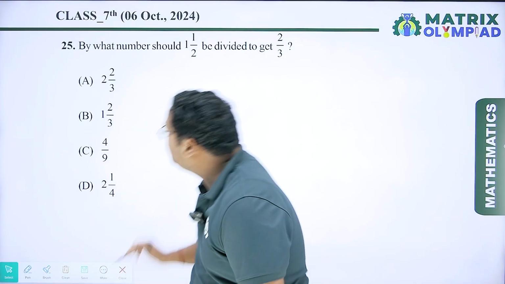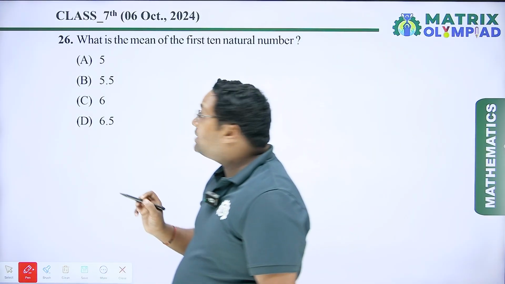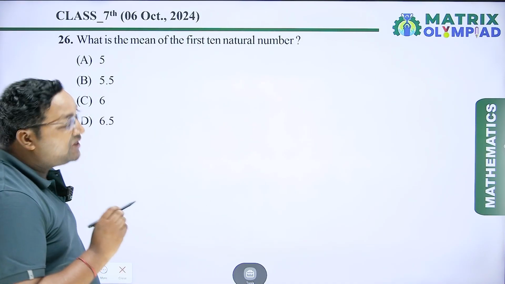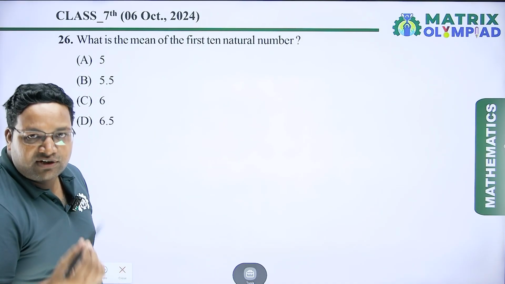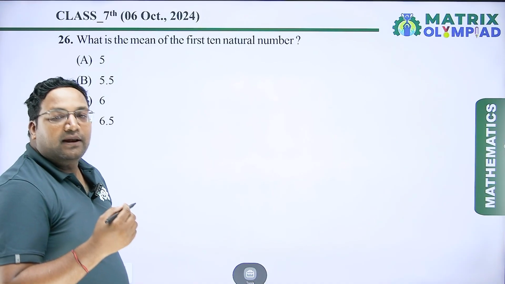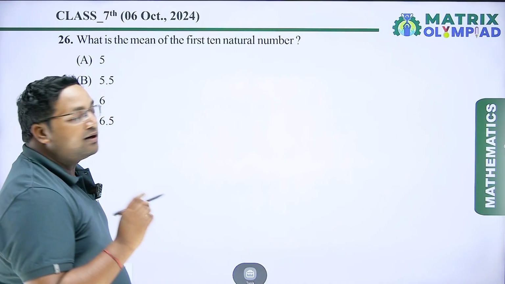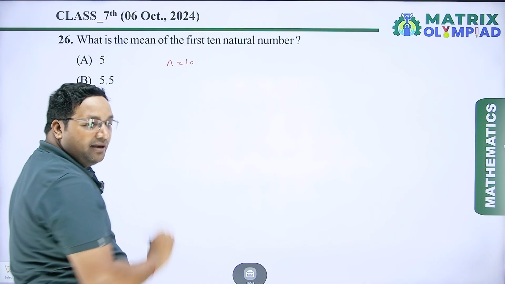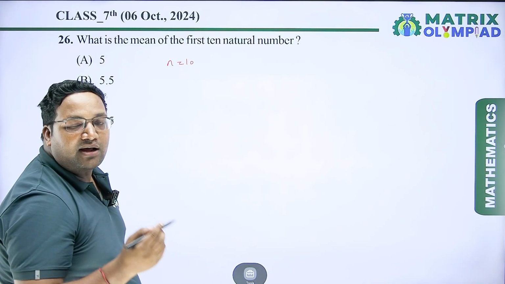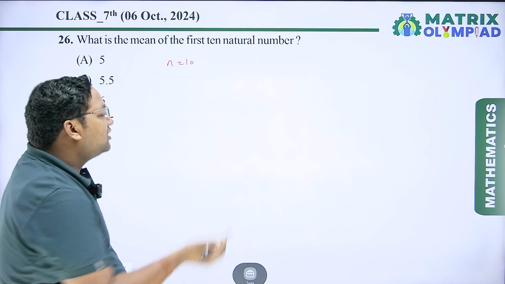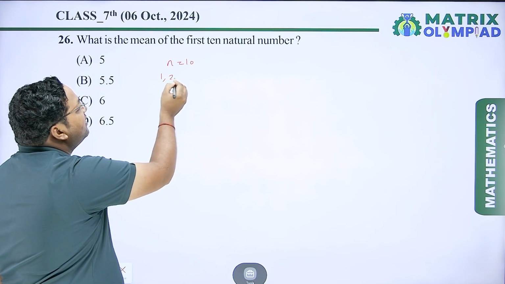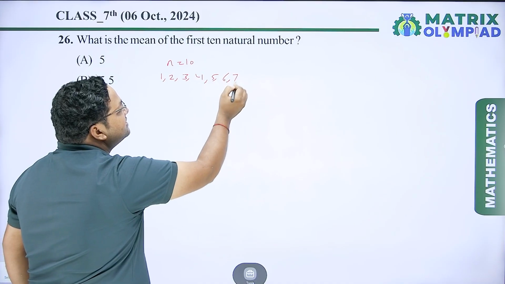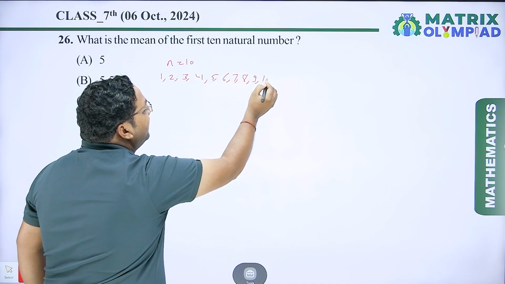Next, moving to the next question. Question number 26. What is the mean of the first 10 natural numbers? So the mean is the sum of all the observations divided by total number of observations. So here total observations are 10. So n equals 10, and the observations are the first 10 natural numbers: 1, 2, 3, 4, 5, 6, 7, 8, 9 and 10.